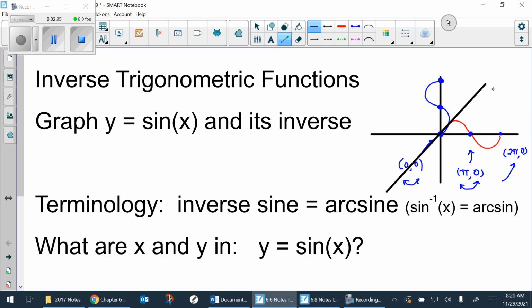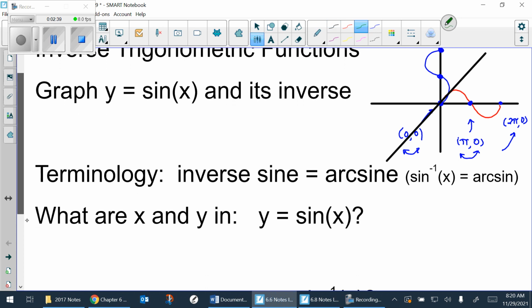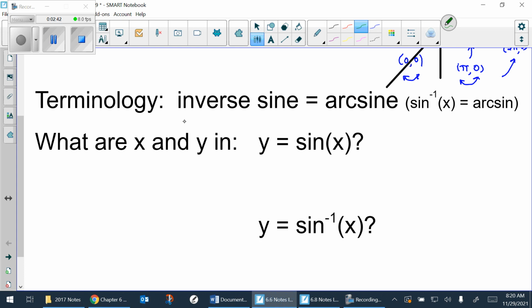Okay, so the same thing holds true for inverse trig functions as it does for inverse of any other kind of functions. They are reflections over the line y equals x. Now some terminology. When we're talking about the inverse sine, sometimes James and sometimes AP refers to that as the arc sine. So just be aware of that vocabulary. Written in symbolic language, inverse sine, arc sine, those mean the exact same thing.